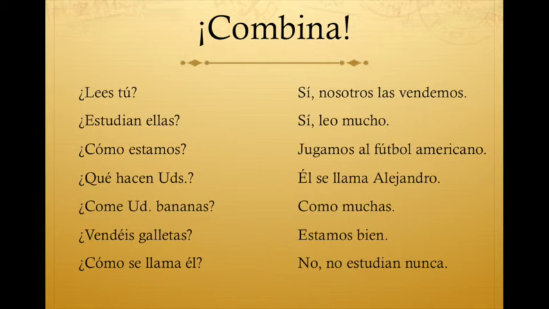¿Vendéis galletas? Are you all selling cookies? This would be if we were in Spain. So if we ask, are you all selling cookies? The appropriate answer is yes or no, we are selling cookies. And you can see at the top, sí, nosotros las vendemos.